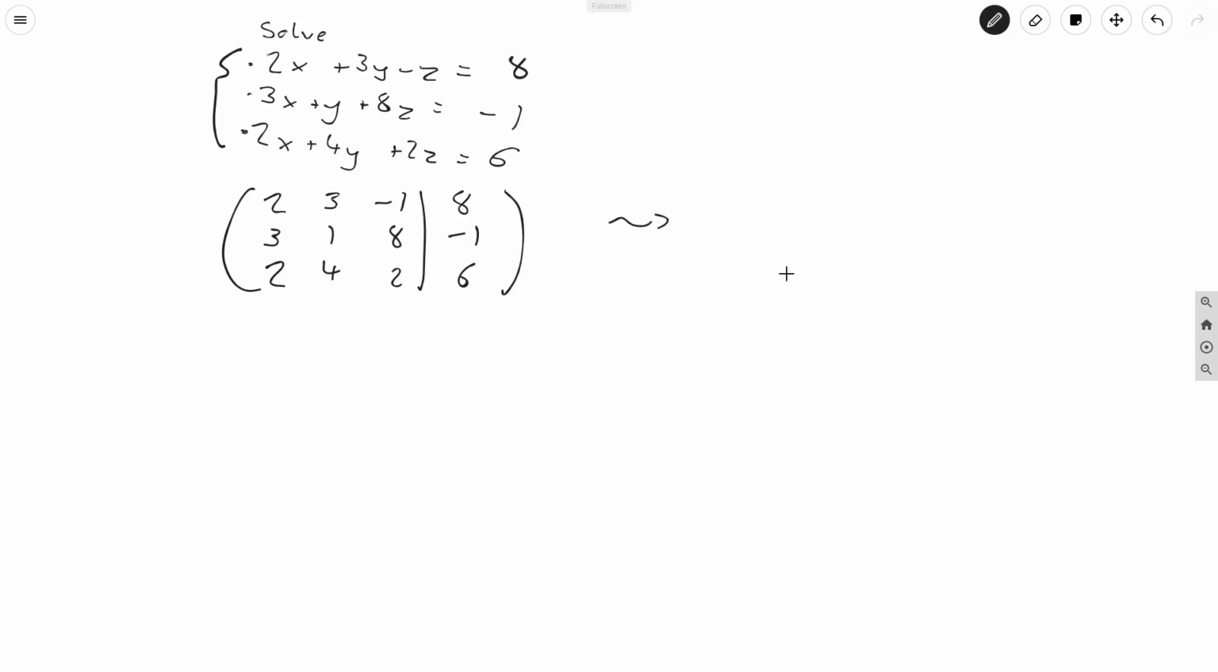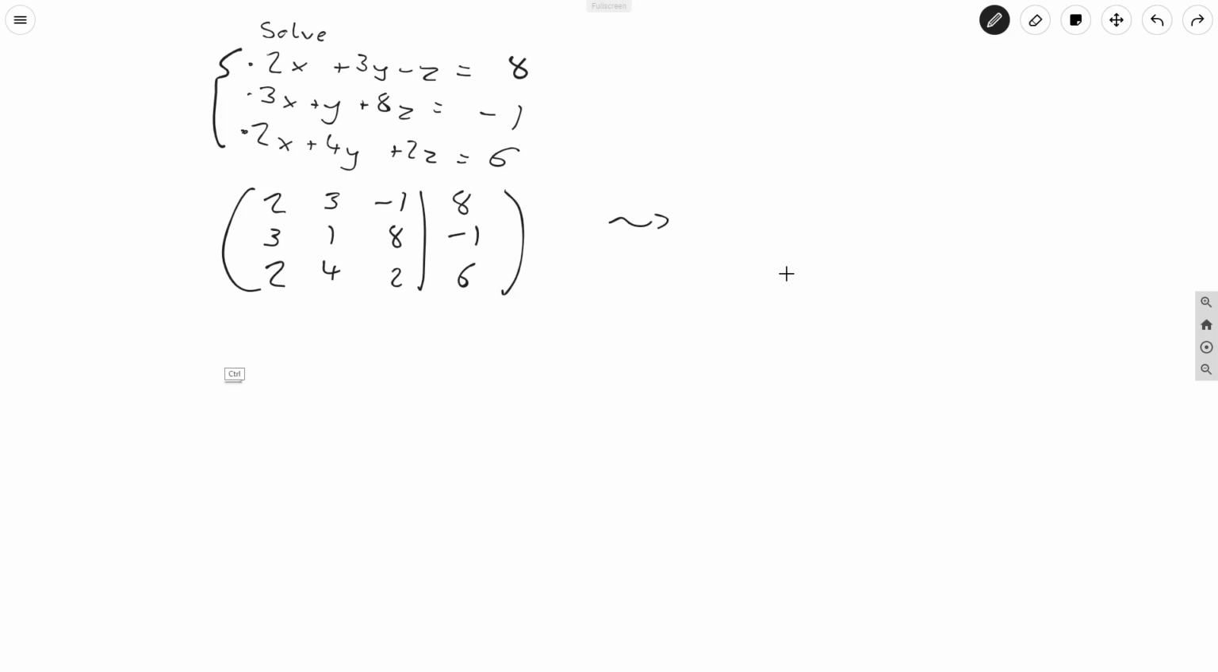Now, from here, the aim is going to be to try and reduce this to look like 1, 0, 0, 0, 1, 0, 0, 0, 1, and then some numbers over here. And then what will turn out is this will be the value of x that satisfies the equation, this will be the value of y that satisfies the equation, and this will be the value of z that satisfies the equation. So that's kind of what we want to do.